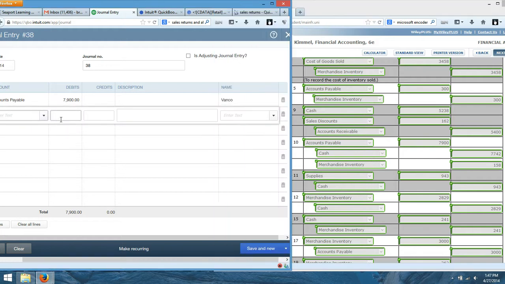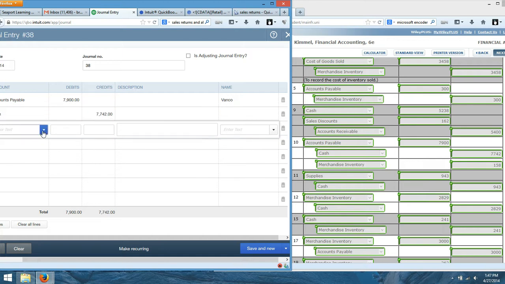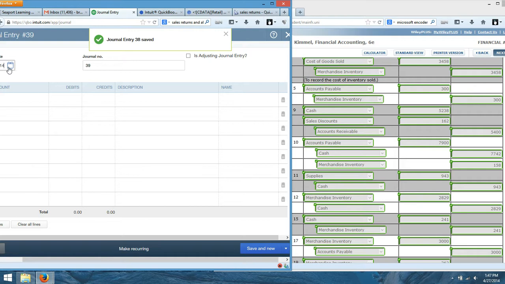So $7,900 cash is not going to be for $7,900. It's actually going to be for $77.42. And so I'm going to merch inventory will be the remaining $158. Save and new. And our next transaction is going to be on May the 11th, working on a Sunday.